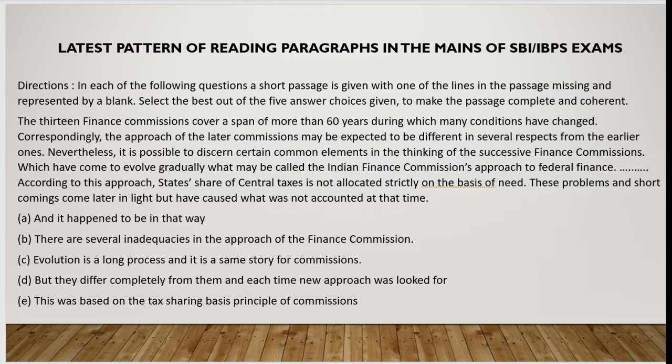As the direction says, in each of the following questions a short passage is given with one of the lines in the passage missing and represented by a blank. Select the best of the 5 answer choices given to make the passage complete and coherent.